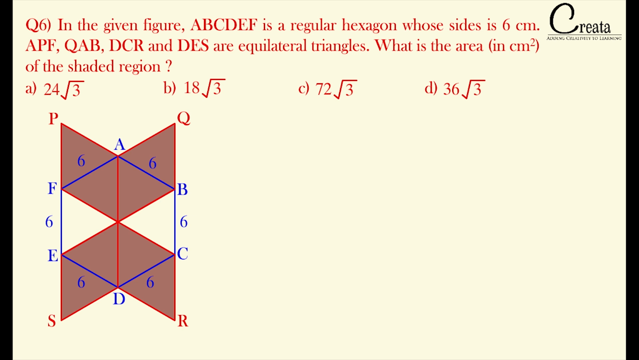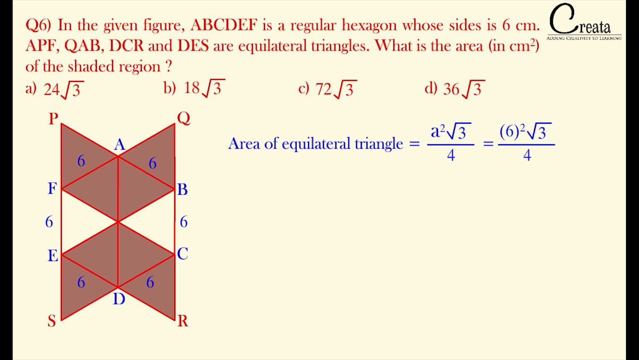And in this question, we have to calculate the area of the shaded region. If you observe, this shaded region is composed of a total of 8 equilateral triangles. These are the 8 equilateral triangles inside this shaded region. So basically, we have to calculate the area of these 8 equilateral triangles. And we know the formula of the area of an equilateral triangle is equal to root 3 by 4 a square. Here a, that is the side of this triangle, is given as 6 cm. So let's put the value.